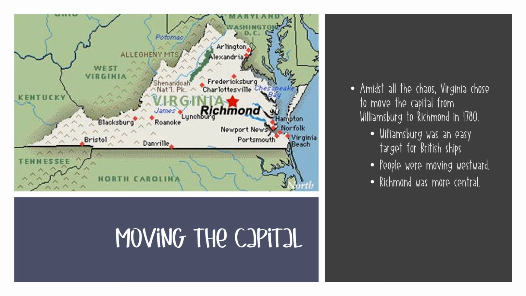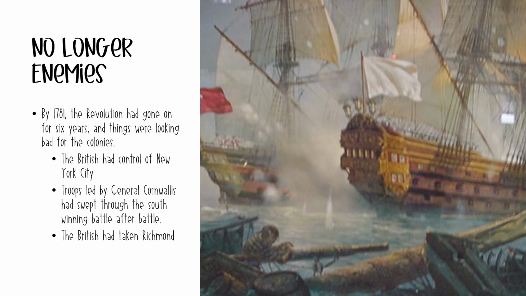Amidst all of this chaos, Virginia made an important decision to move the capital. For years, the population had been moving westward, and Richmond is a more central location in the state, but the biggest concern was that Williamsburg was an easy target for British attack. As a result, in 1780, the capital officially relocated to Richmond.